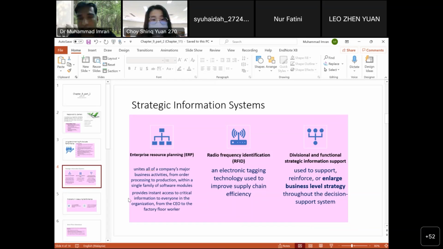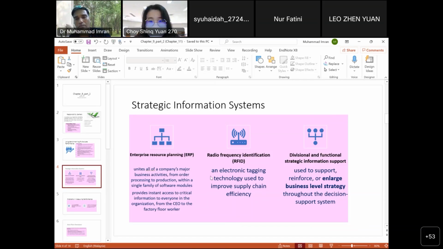Anyway, the last one is that regional and functional strategic information is used to support, reinforce, or enlarge business level strategy through the decision support system. Suppose one of the strategies is cost leadership. We are using these two systems to evaluate or implement our business level strategy. Can we decrease our product price to achieve the cost leadership strategy? So we are using this purely for our business strategies. Even for the business or functional strategy, it is the same.